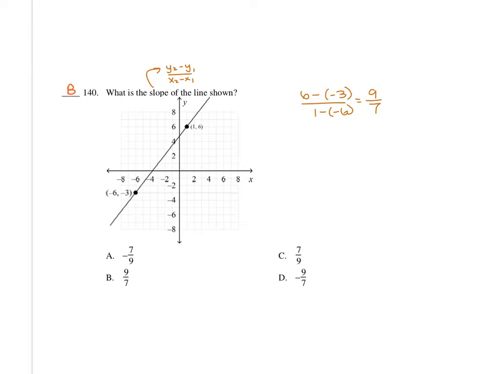140 is now slope. So here's another formula you need to know. Slope is y2 minus y1 over x2 minus x1. So 6 minus a negative 3 over a 1 minus a negative 6 becomes 9/7. On a question like this, you could literally just count the rise over run. But you're not always going to be given the picture.